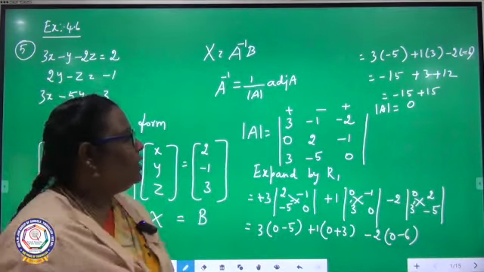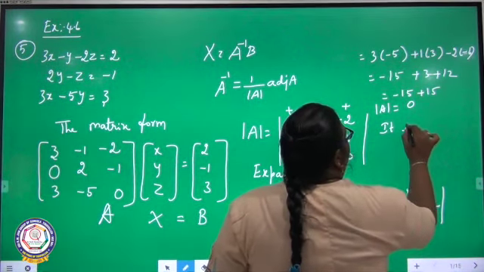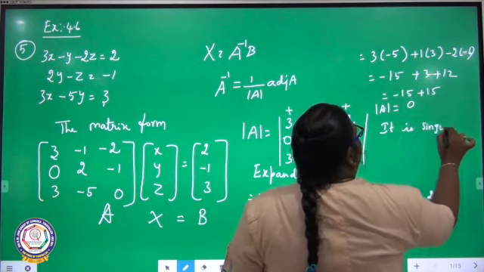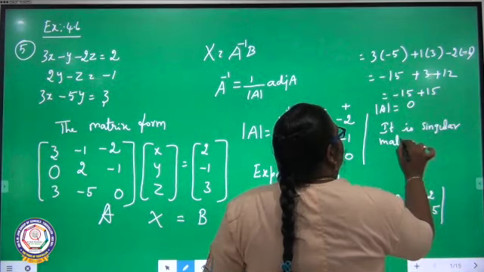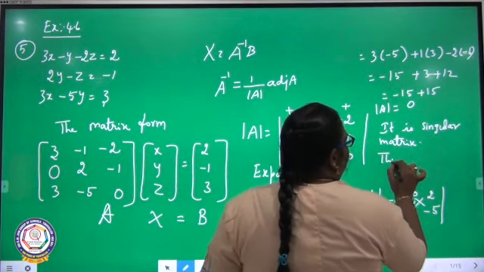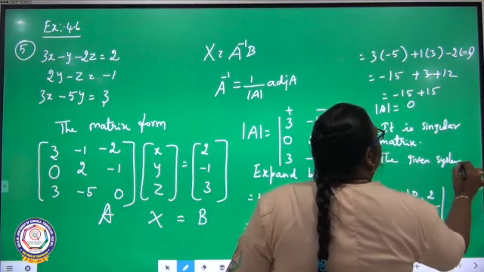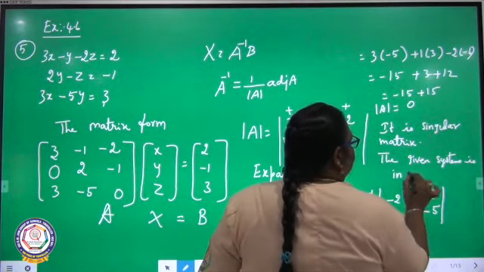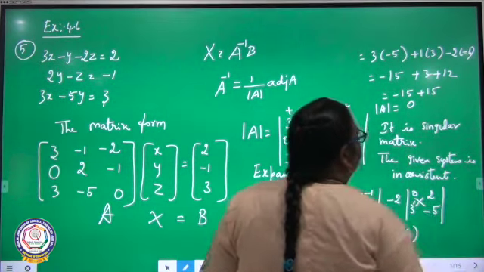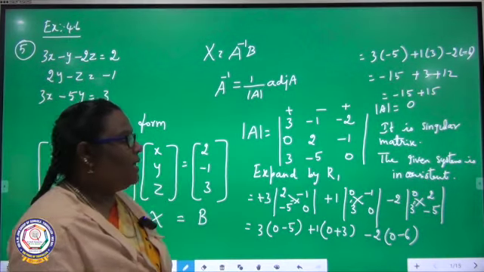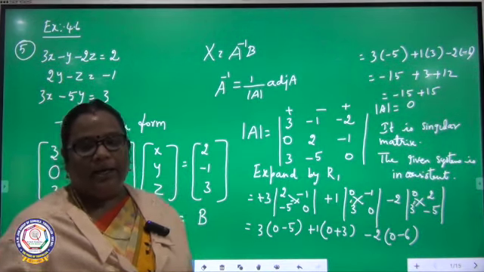If it is equal to 0, it is a singular matrix. It is a singular matrix, so the given system is inconsistent. It is a singular matrix, so the given system is inconsistent.